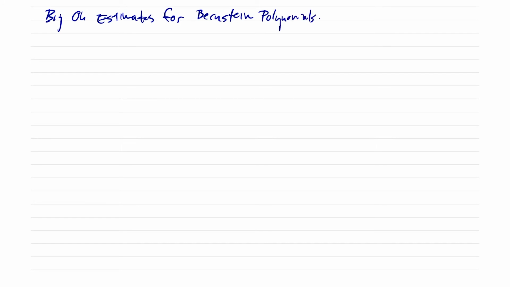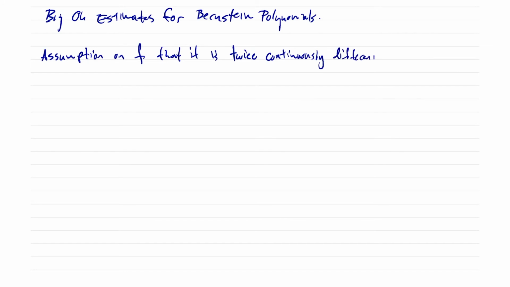All right, and here we're going to have to make the assumption on f that it is twice continuously differentiable. All right, so that means that it can be differentiated twice, and the second derivative is continuous.